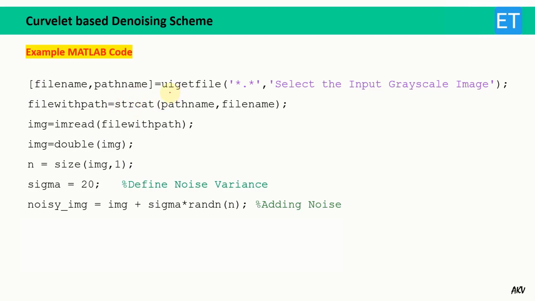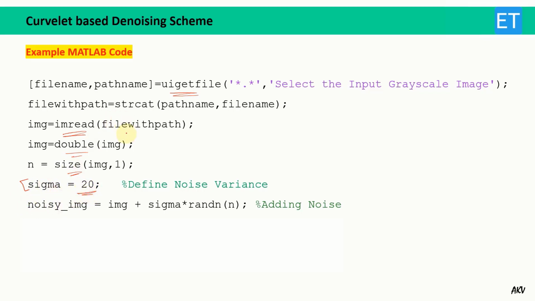So the first line, when you execute it, a system dialog box will appear where you can choose your file. Then you can read your image, converting it into double and getting the size of the image. Now I am defining the noise variance. So I am taking sigma as 20.